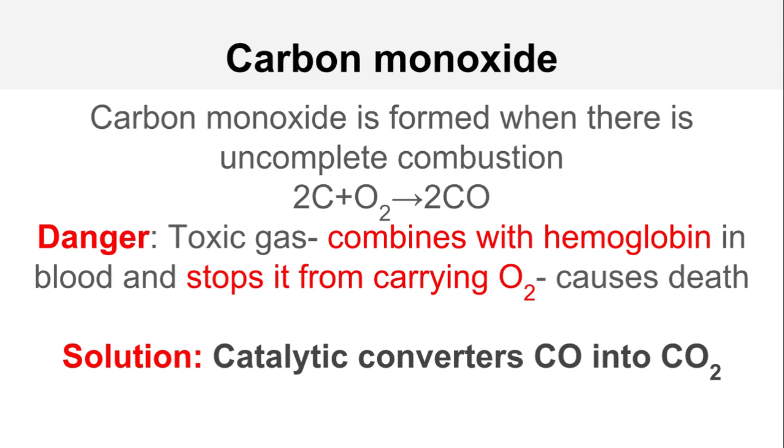And what can we do to lower the amount of carbon monoxide released? A solution is the usage of catalytic converters. We are going to talk more in the future about catalytic converters and their workings, but for today you just need to know that a catalytic converter is placed in the exhaust pipe and converts carbon monoxide into carbon dioxide, which is not a deadly gas.